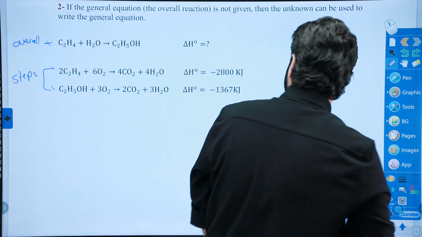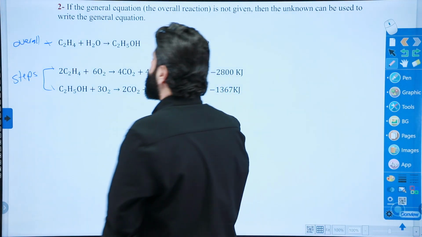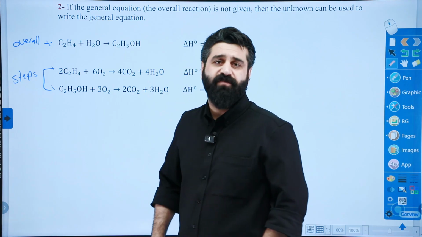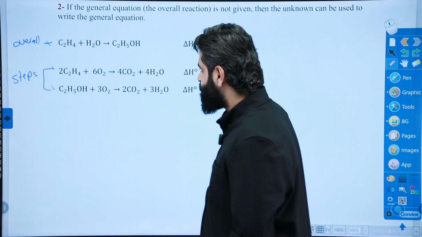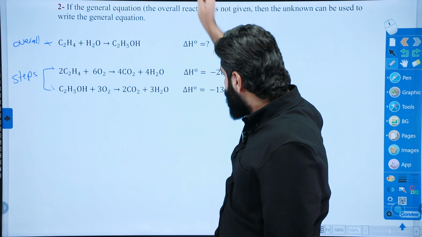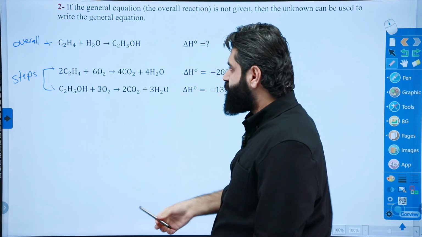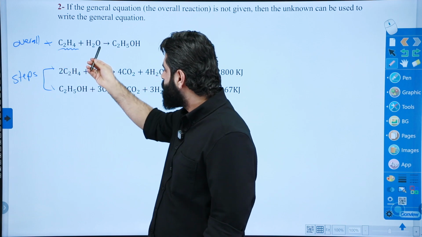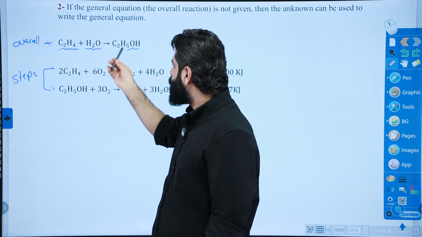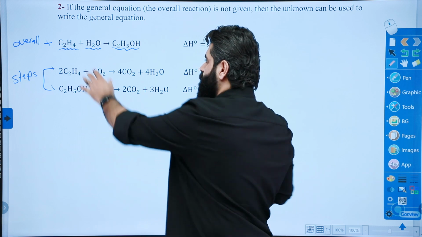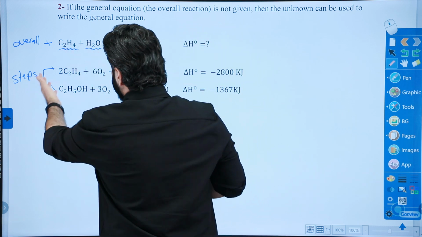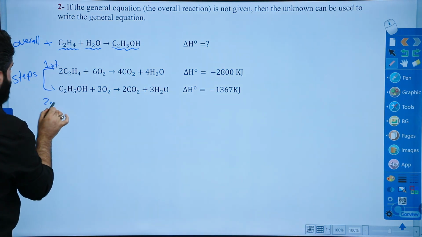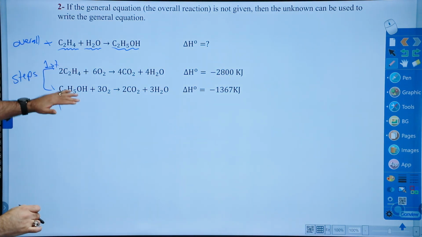Only the first question looks like a struggle, because once you get familiar with this, it will become a piece of cake, believe me, I promise. Good. We have the overall with two steps. First of all, underline all the substances in the overall. 1, 2, 3. We have 3 substances in the overall. These are the steps: the first step and the second step.